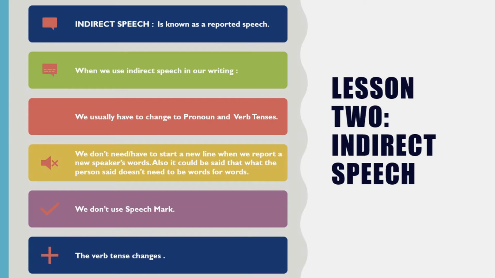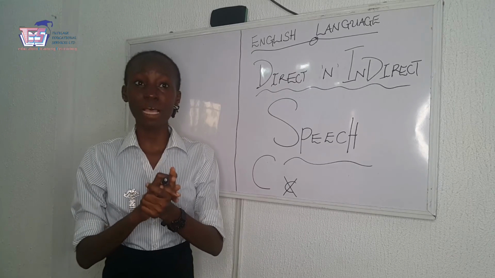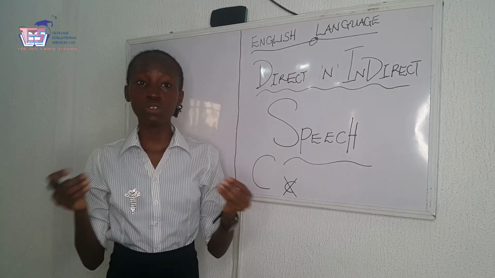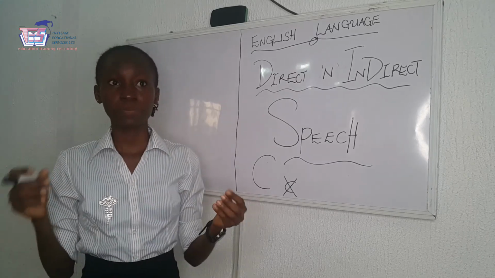We don't need to start a new line when we report the speaker's words. It also could be said that what the person said doesn't need to be word for word. We don't need speech mark. And what is speech mark? The quotation mark is not needed in indirect speech. So let me take you to some examples of indirect speech for you to understand what I mean.